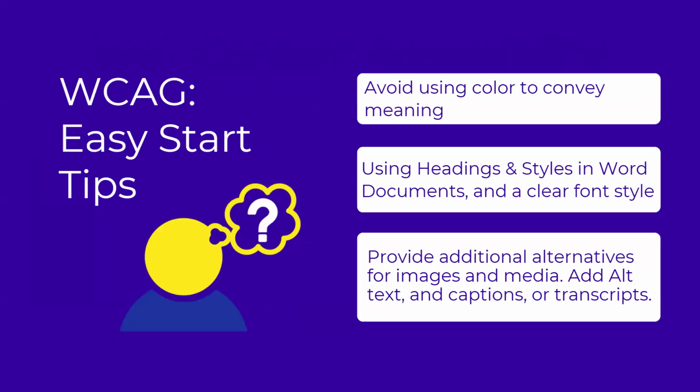Let's take a look at some easy ways you can get started with ensuring accessibility in your course. If you're using icons for navigation or instructions, make sure the color alone doesn't convey the meaning. Add numbers or text for optional guidance. Also, you can add different shape icons.